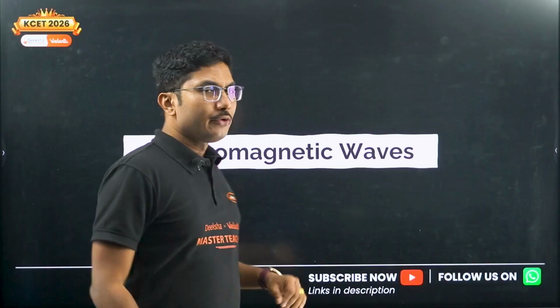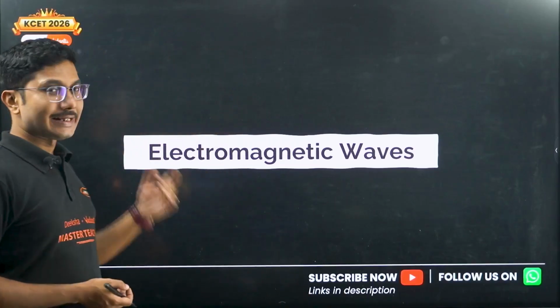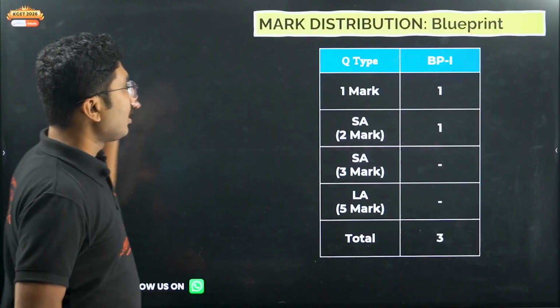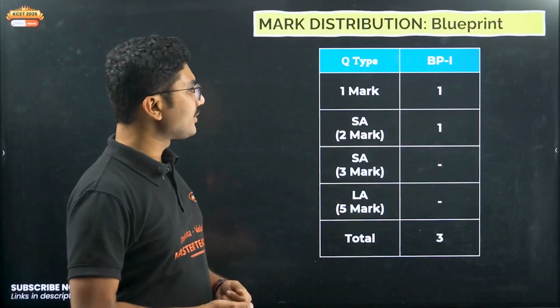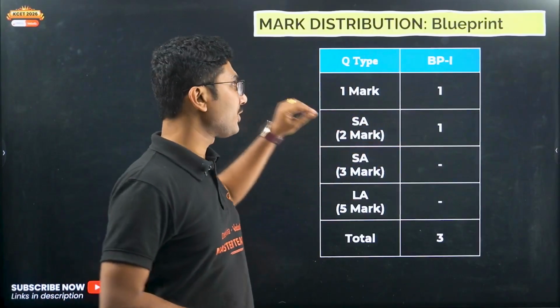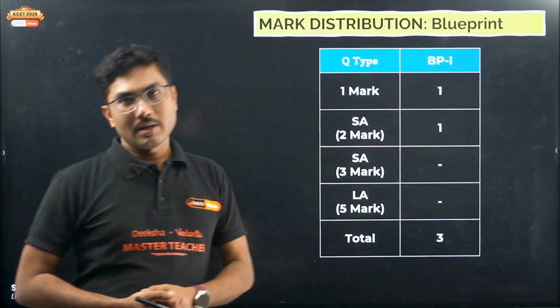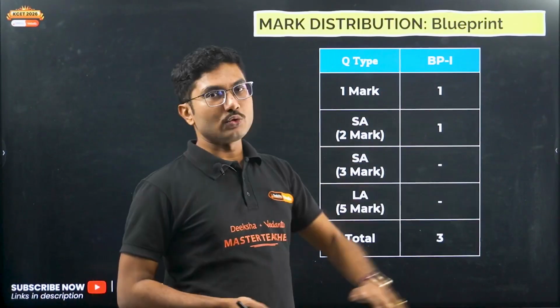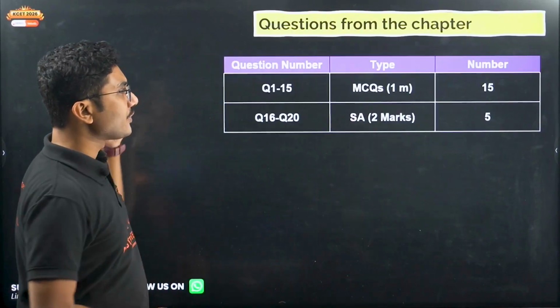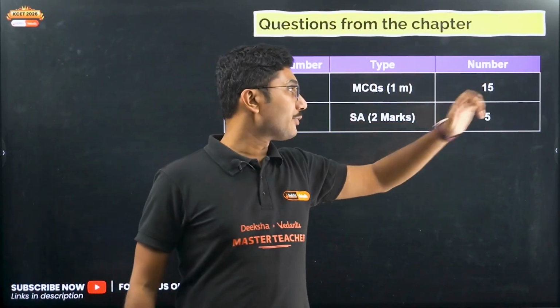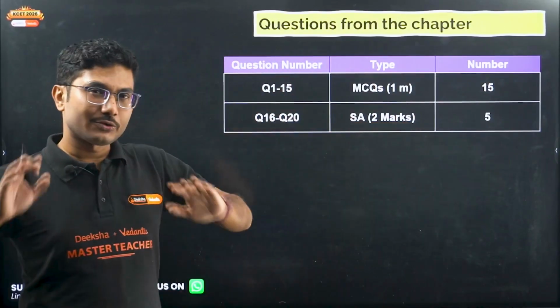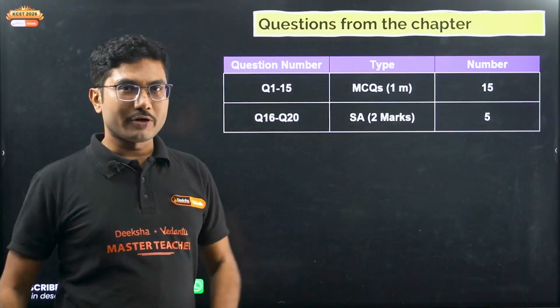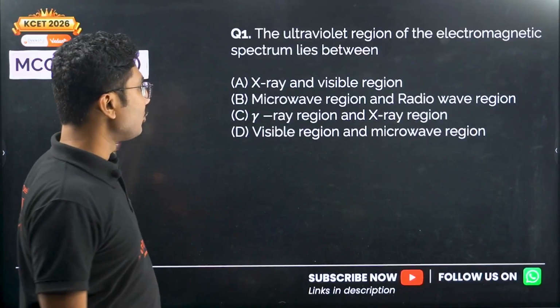Now let's move into electromagnetic waves, the second chapter. So how many questions can we expect from this chapter? This is the smallest chapter, as I mentioned. We are expecting 1 MCQ as well as 1 2-marker question. So how many questions are we going to discuss? 15 MCQs and only 5 2-markers, so almost there. So just hold on for 10-15 minutes, this should be over.